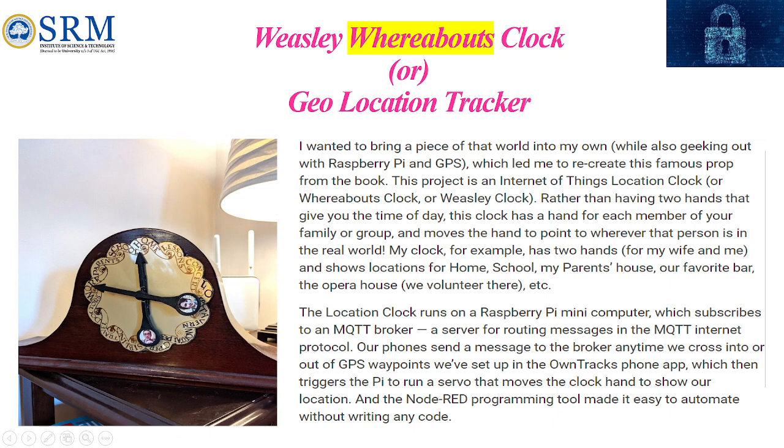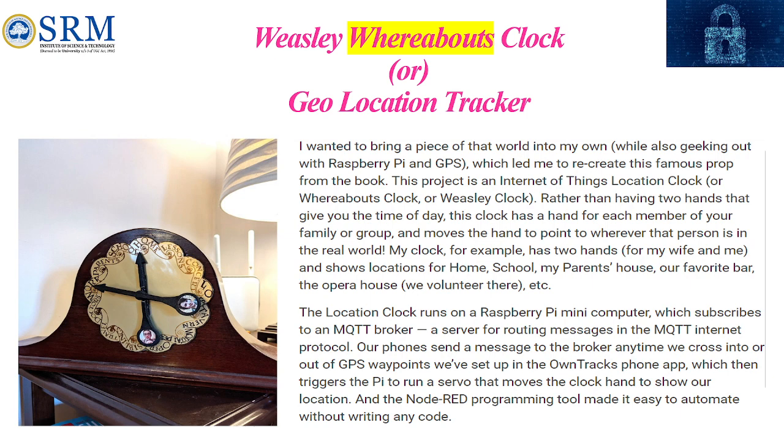So like that we have different ways, different schools. These places where he was, we can say shop, or we have different ways. So based upon this clock, he can know. This is also one type of IoT, working on Raspberry Pi. This location clock will be running on a Raspberry Pi mini computer, with the help of an MQTT broker.